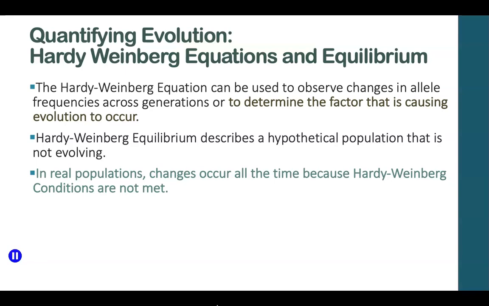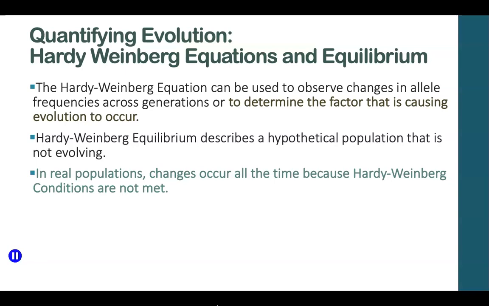Now, in order to use the Hardy-Weinberg equation, we need to make sure that our population is in Hardy-Weinberg equilibrium. Hardy-Weinberg equilibrium means that a population is not evolving. Essentially, it means that a population is stable. Now, populations are never stable. They're never not changing. So if we're going to use our Hardy-Weinberg equations, we have to assume that we have a hypothetical population or a hypothetical point in time where a population is not evolving.